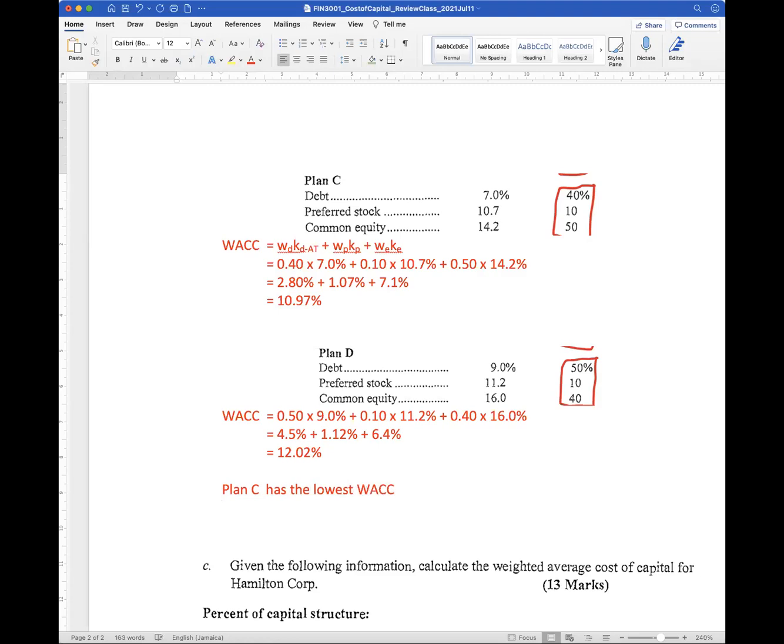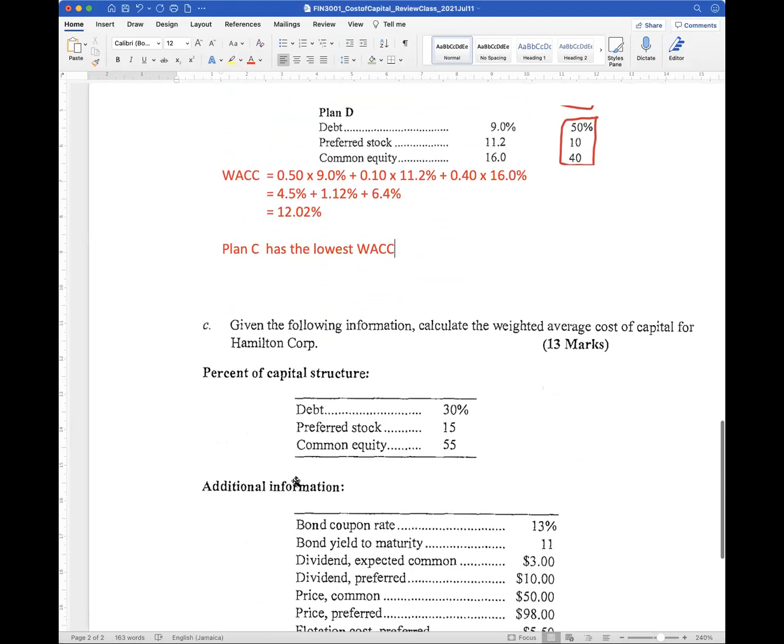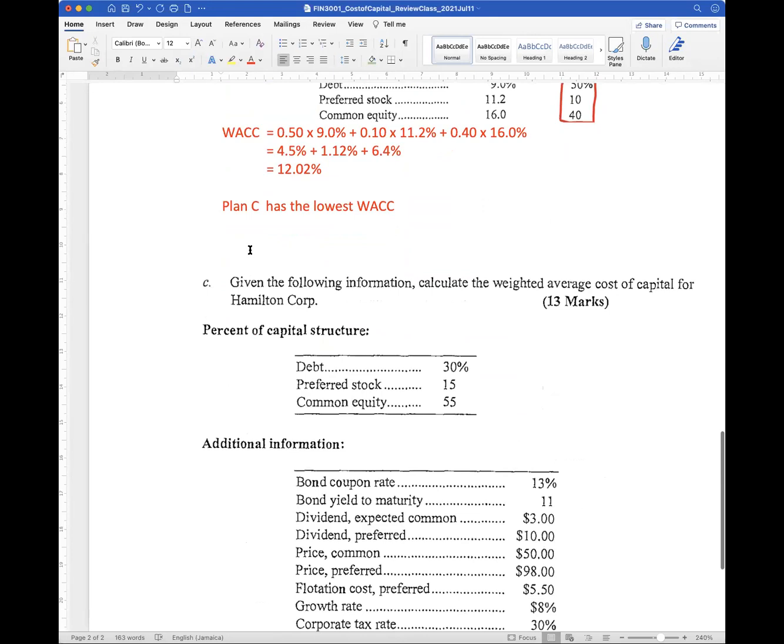All right, so this one is... Sir, if we don't do the calculation, will we get marks if we state which plan is the lowest one? Put it this way, don't put me in a position to decide if you must get marks for that, because we really give marks for the steps.